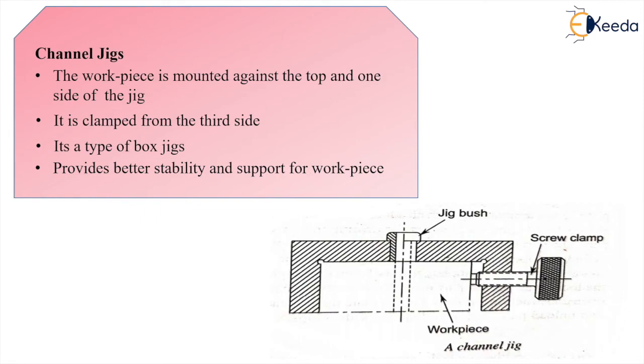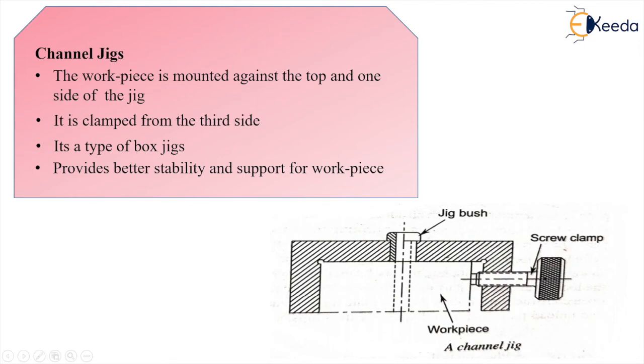So channel jig or tumble jig. See, channel and tumble jigs allow for drilling in more than one surface in a part without relocating it in the jig. As a result, the accuracy of the part is higher and less handling of the part is required to complete the machining operation. However, the jigs are more complicated and expensive compared to the other types of jigs that so far I have discussed. So here a simple channel jig is shown.